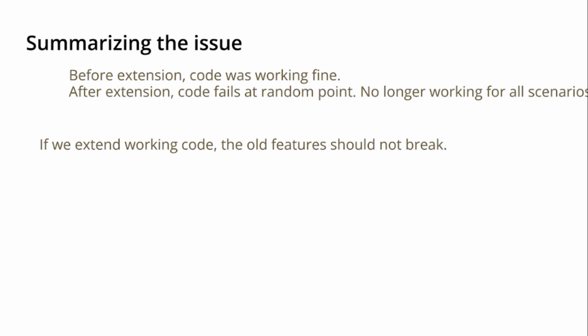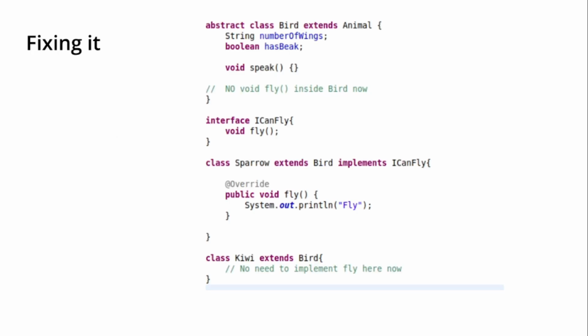So this is just summarizing the issue that we have. I'll summarize it again: before the extension our code was working fine. After the extension, the code fails at random points. It's no longer working for all the scenarios, right? How do we fix it?